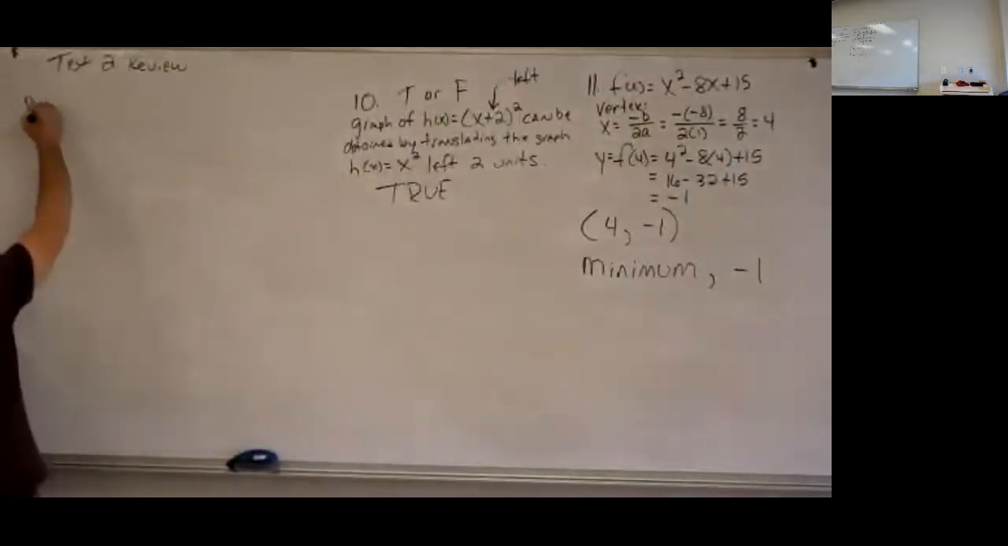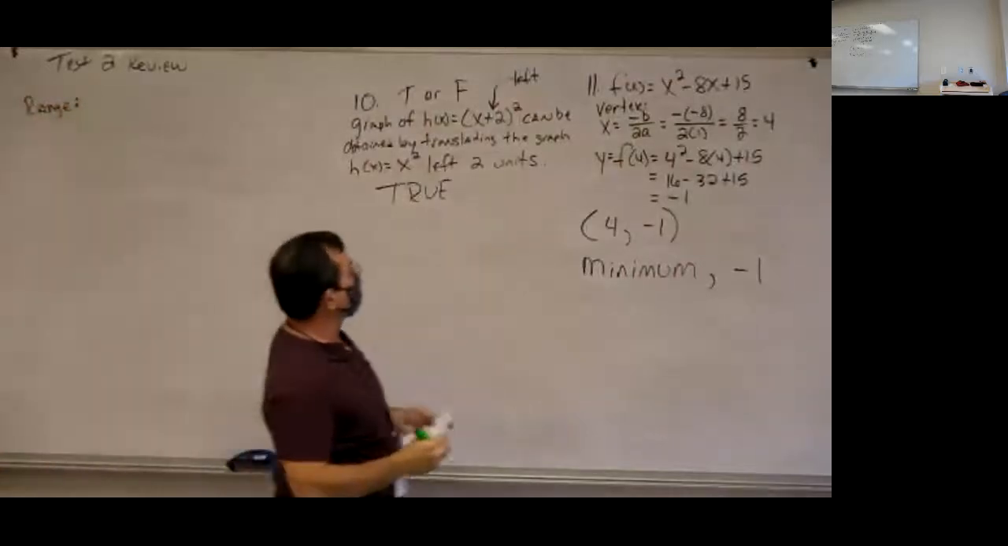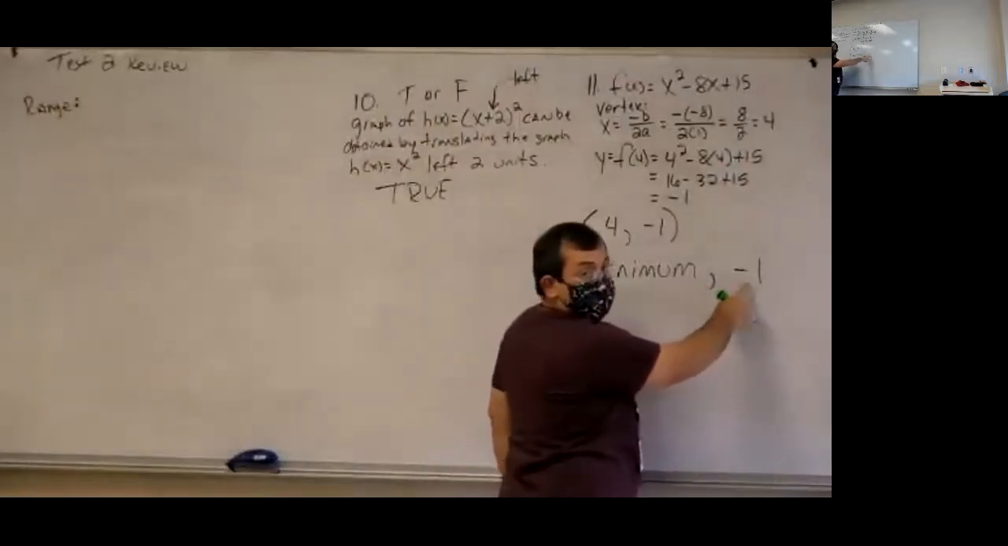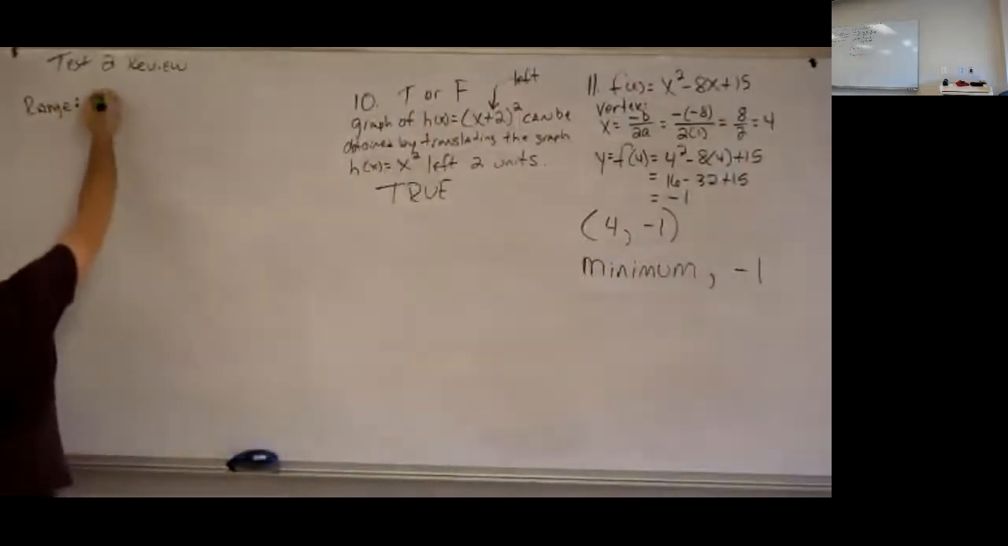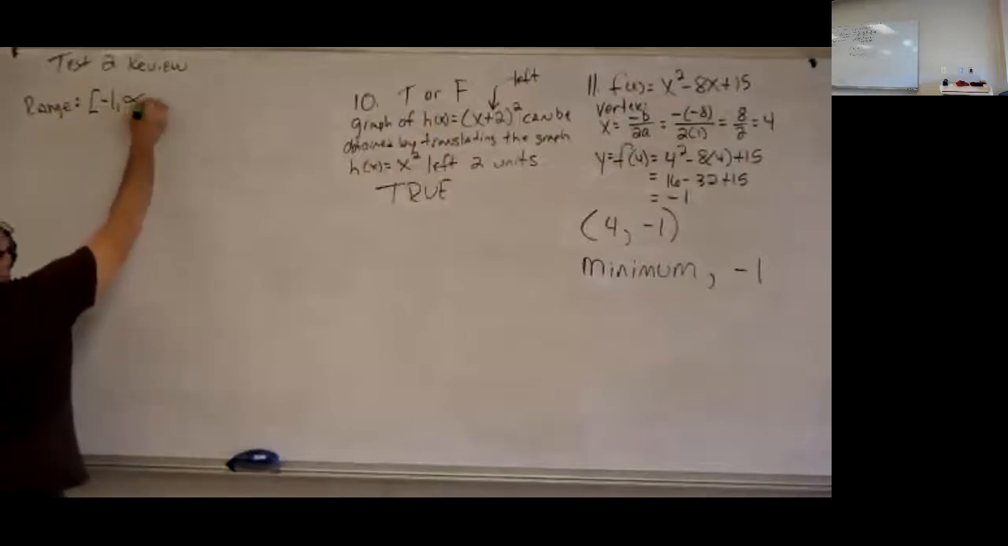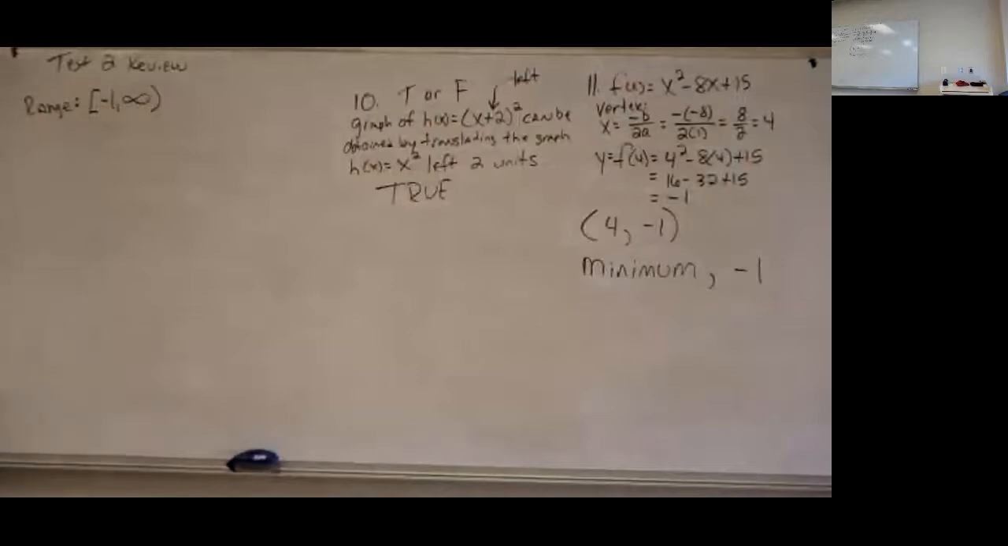So the range deals with the y values. And I know my smallest y value is a negative 1. So that negative 1 has to be in a bracket because it is included in that range. So the range we look at from down up. So -1 is my minimum value, and it heads towards positive infinity. And remember, infinity always has curvy parentheses on it.